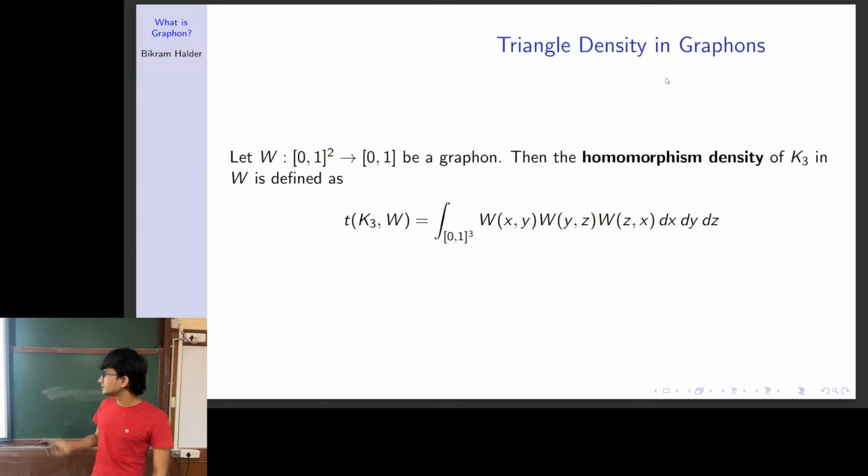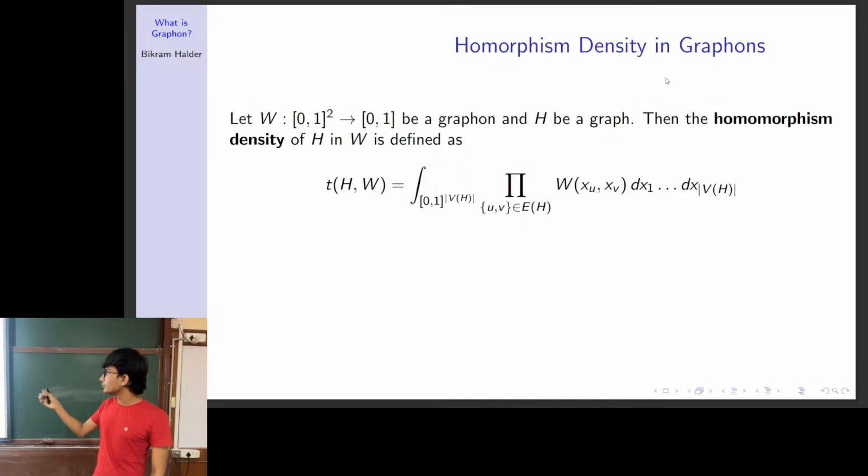So we define the homomorphism density to be the integral of the product of W(x_u, x_v), where uv are edges in H, taken over the V(H)-dimensional cube. This is for graphon, and we defined homomorphism density for graphs also.